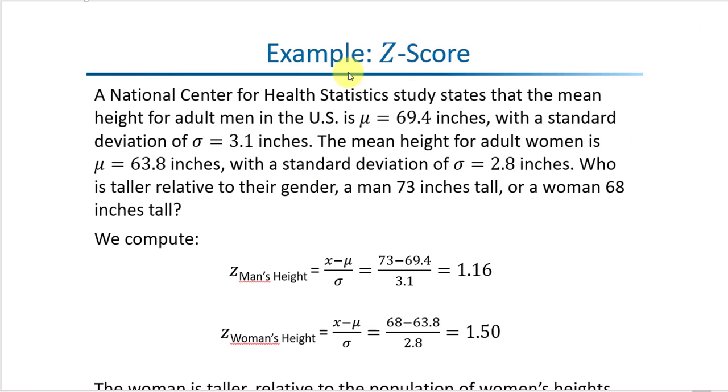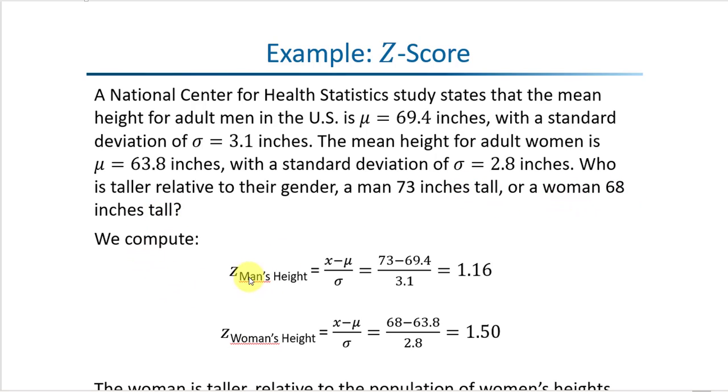Now let's consider this example. A National Center for Health Statistics study states that the mean height for adult men in the US is equal to 69.4 inches, with a standard deviation of sigma equal 3.1 inches. The mean height for adult women is mu equals 63.8 inches, with a standard deviation of sigma equal 2.8 inches. Who is taller relative to their gender? A man with 73 inches tall or a woman with 68 inches tall?